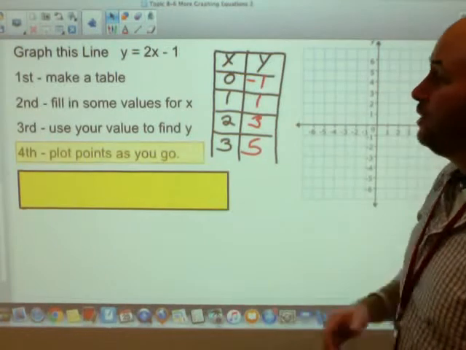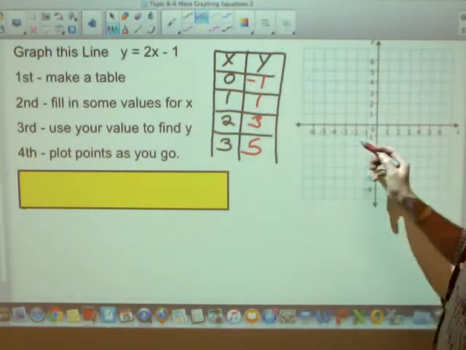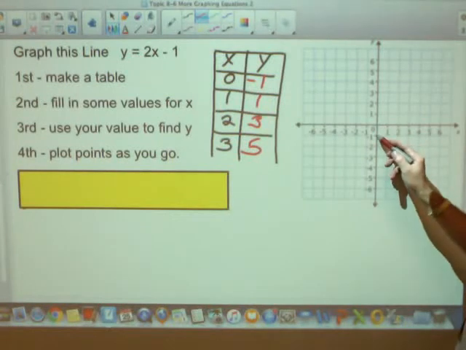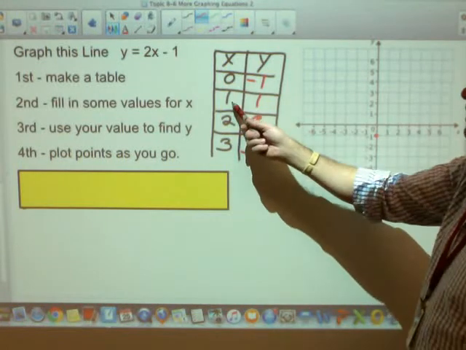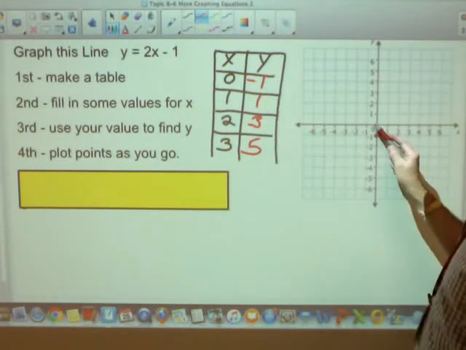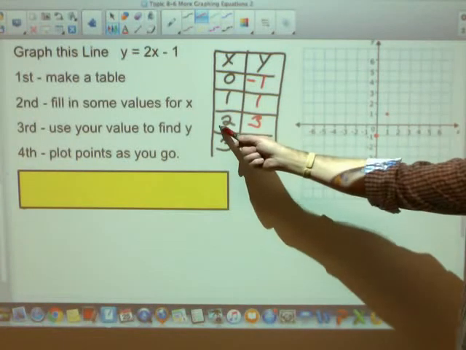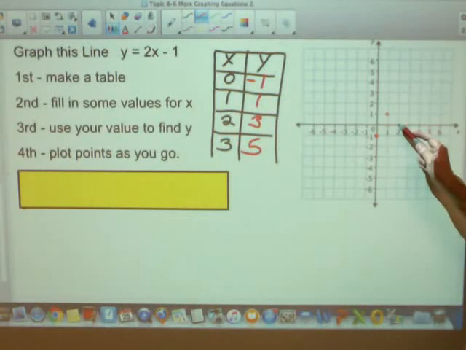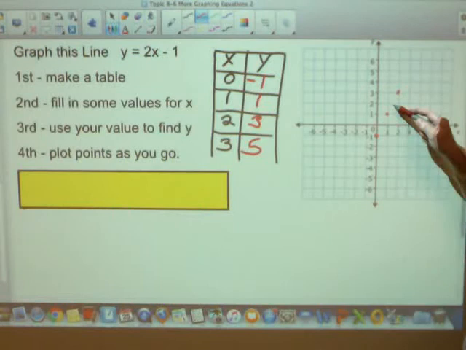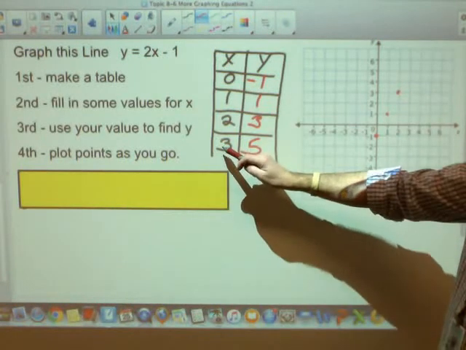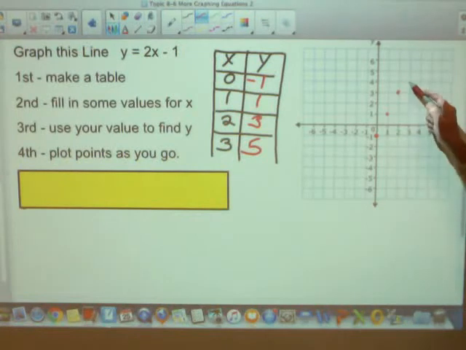So the fourth thing we do is we plot our points as we go. So we'll take our points, and we have 0, negative 1. So that point is right down there. Then we have positive 1, positive 1. Then we have positive 2, positive 3. And right now you can see we've got a linear pattern going on there. And positive 3, positive 5.